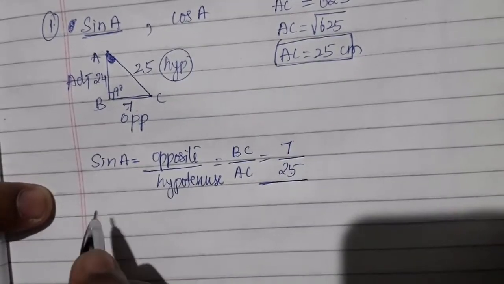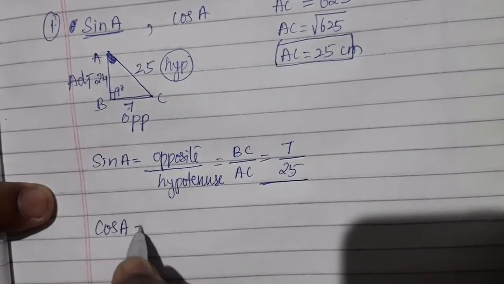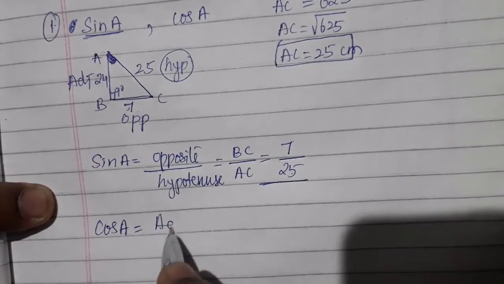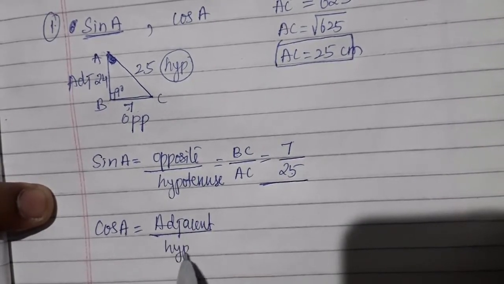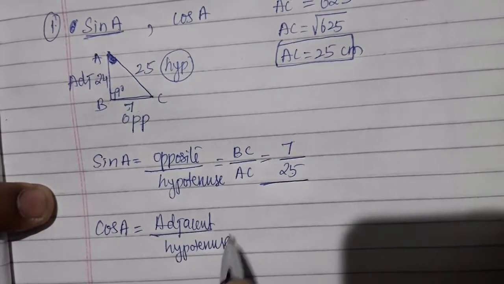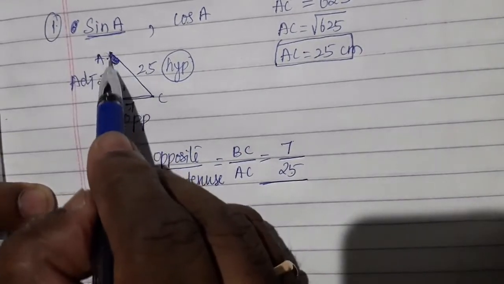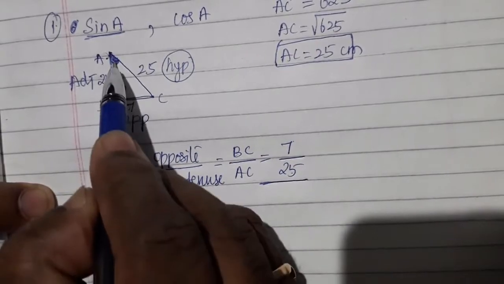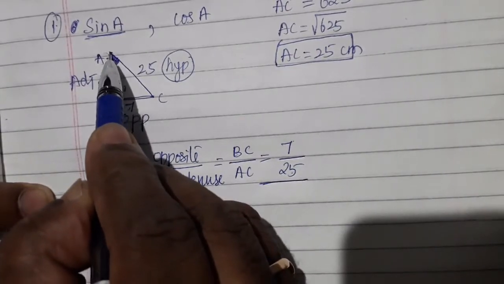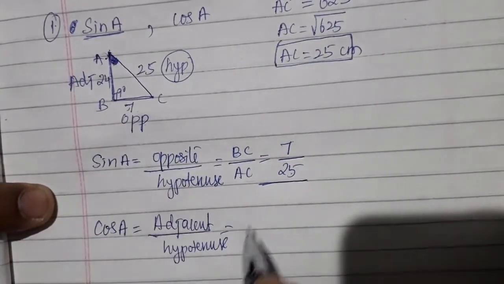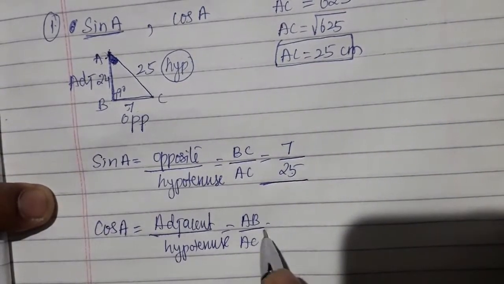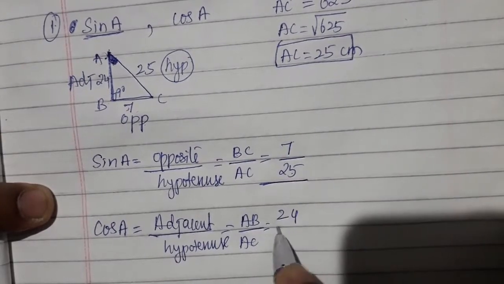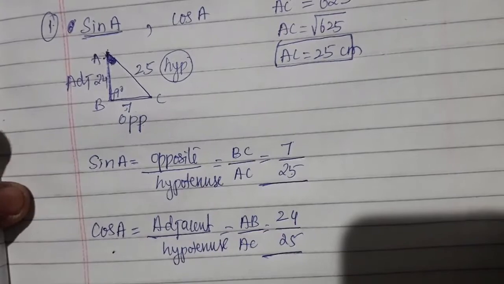Now we will find cos A. Cos A is equal to adjacent side by hypotenuse. The side associated with reference to the acute angle is the adjacent side, so AB is the adjacent side. AC is the hypotenuse. So AB is 24, hypotenuse is 25. So we got the value of cos A as 24 by 25.